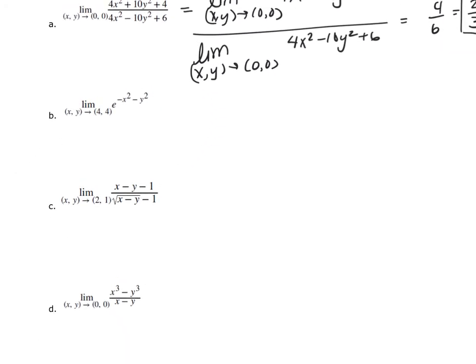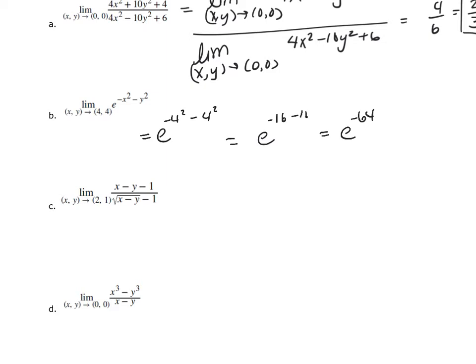Now let's take a look at my next example. I have the limit as (x, y) approaches (4, 4) of e raised to the negative x squared minus y squared. Again, we can just do a direct substitution here. So we have e raised to the negative 4 squared minus 4 squared, which gives me e raised to the negative 16 minus 16, which gives me e raised to the negative 32.